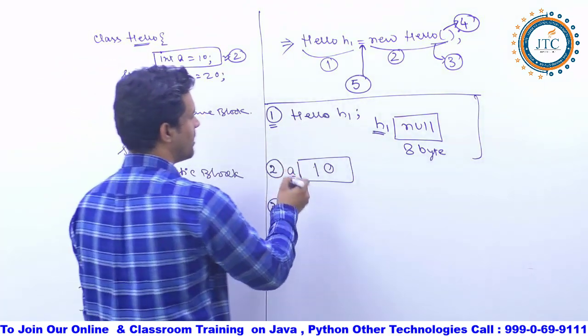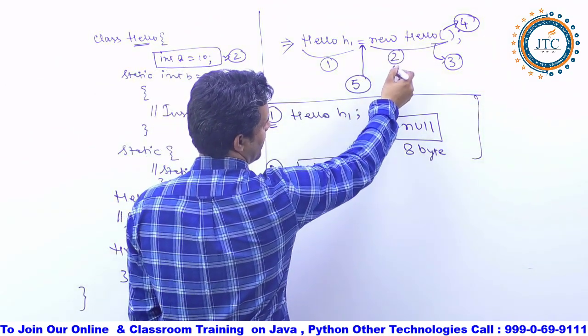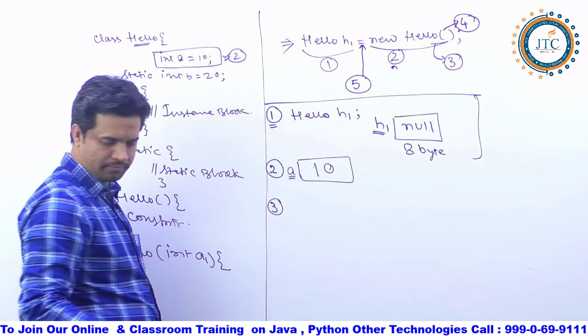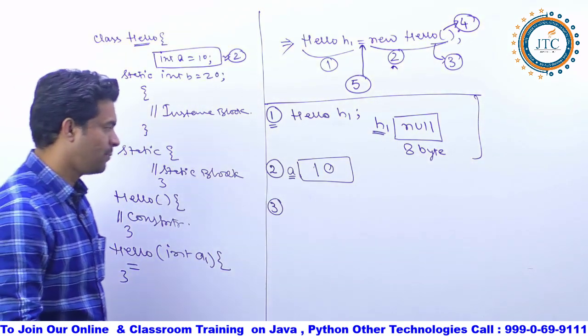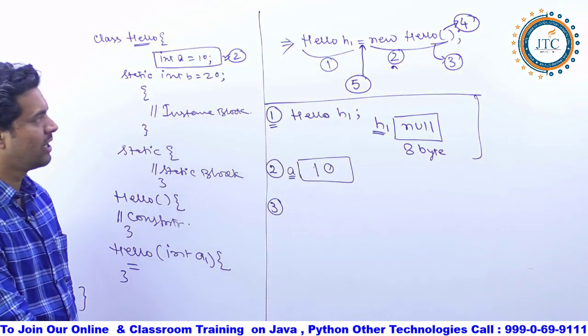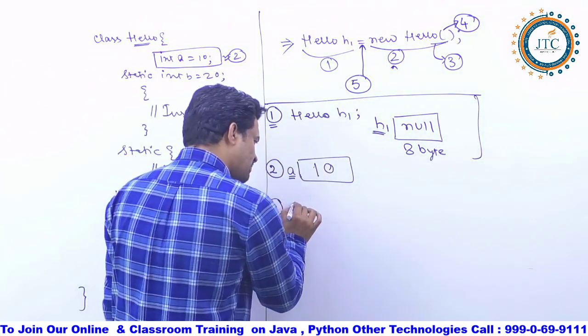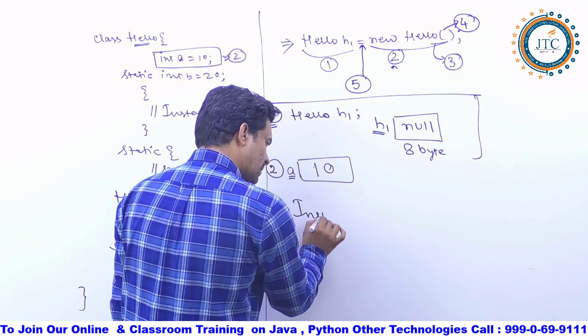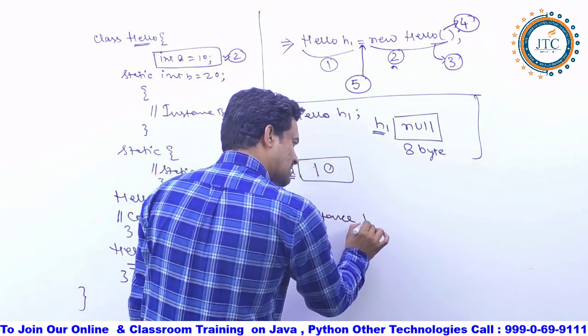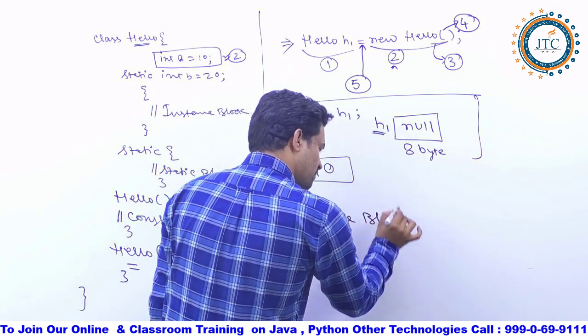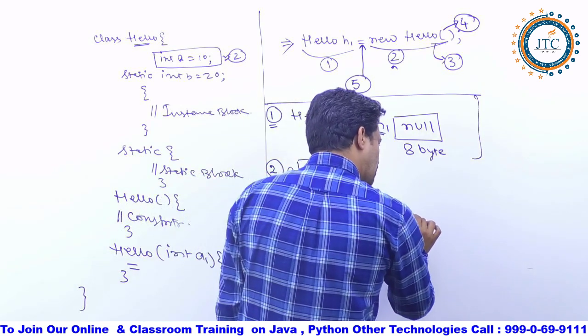Now the next one, the third important point I am writing. See, the second one is this one, okay? Notice this point. Now the third point here, what is the third point? That instance block processing.